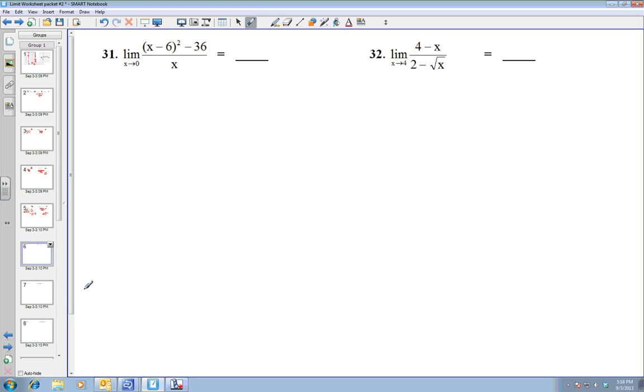Okay, this is the limits worksheet packet, worksheet number 2, and we're going to start with number 31. I cannot use direct substitution on number 31 because I'm going to get 0 on the bottom. So if you remember, the top is actually this.